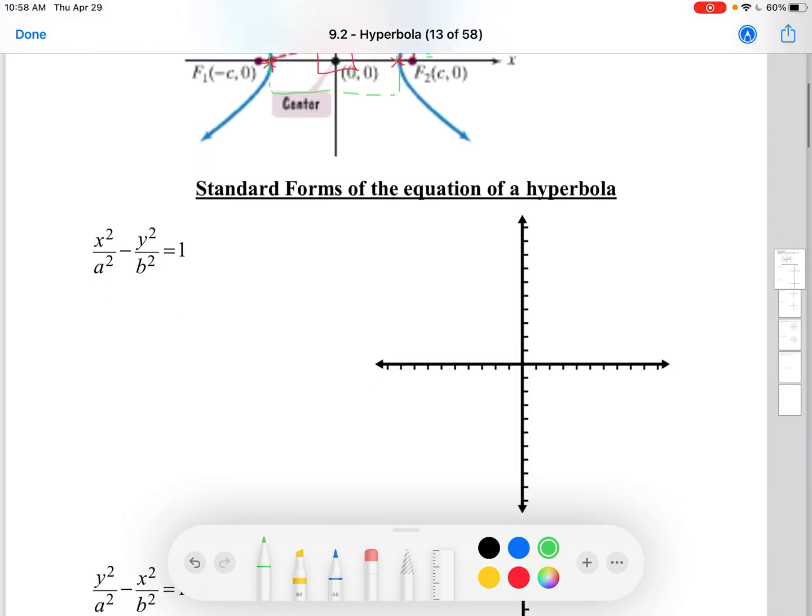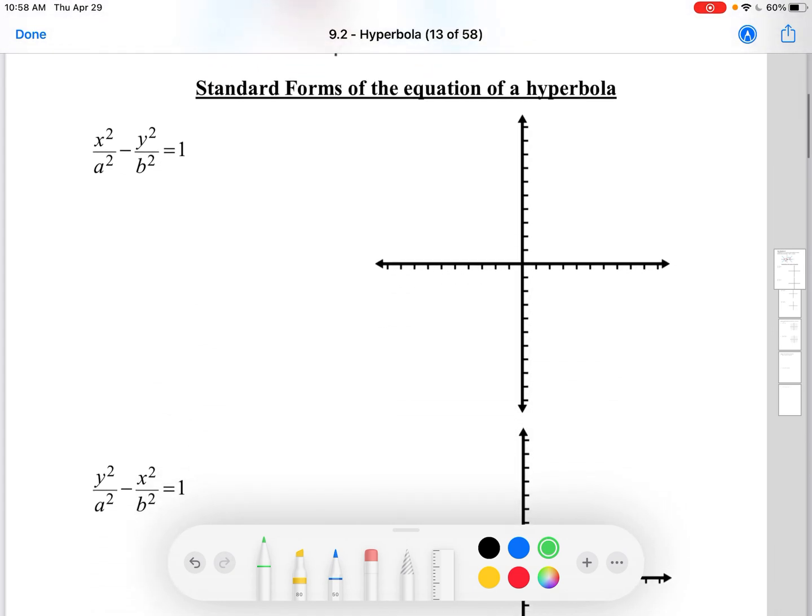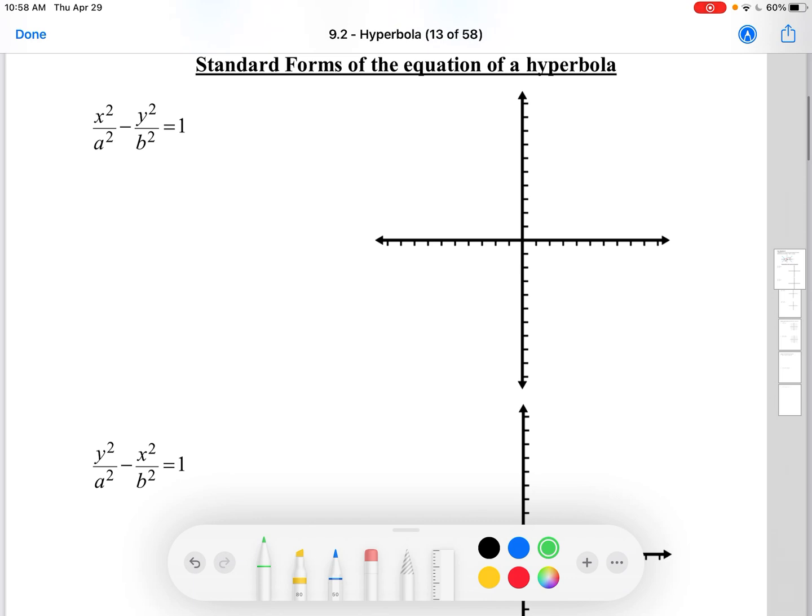So let's get started. Taking a look at the standard form of the two equations, you'll notice this time, instead of a plus sign as in an ellipse, we now have subtraction. That is the key detail in determining that we are in fact working with a hyperbola. We are now going to have subtraction.